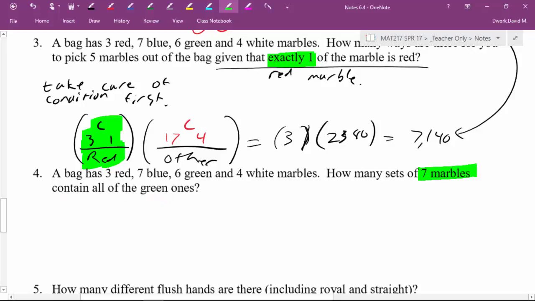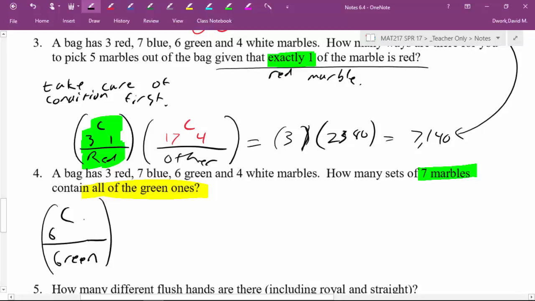All right, so I want you to pause the video and try this yourself. All right, here we go. Take care of your condition first. What is the condition? Well, the condition is we must have all the green marbles. So how many green marbles are there? Well, there are 6 green marbles. So taking care of our green condition first, out of my 6 green marbles, I need to choose all 6 of them, and the order in which we pick them is not important. That takes care of the greens.